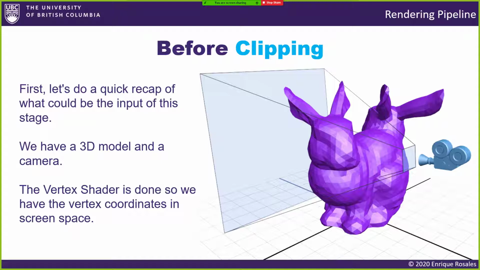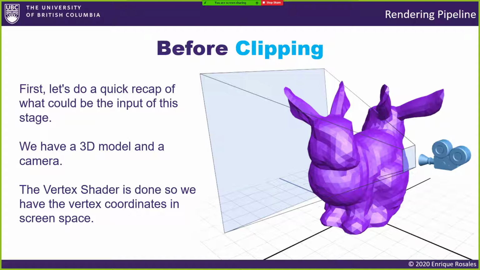First, let's do a quick recap. We have a 3D model. In this case, we have this bicephalous bunny, this very weird creature here. We have the model and we have a camera, right? These objects are inside a Euclidean 3D space, and they have their positions, directions, and everything. And once the vertex shader is done, what we have is the position of all those vertices on the screen coordinates, right?